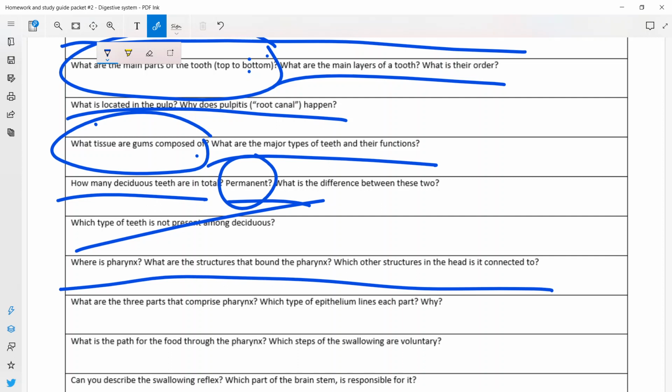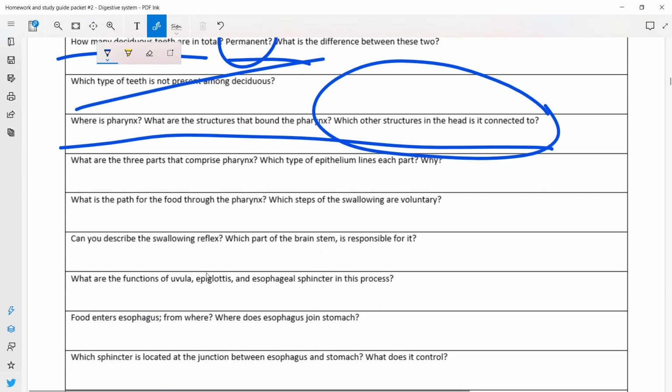Nasal cavity on one side and trachea and esophagus on the other. Larynx and esophagus on the other side. Structures in the head. Pharynx is connected to the pharyngotympanic tube, which connects it to the inner ear. Three parts of pharynx: nasopharynx, oropharynx, laryngopharynx.